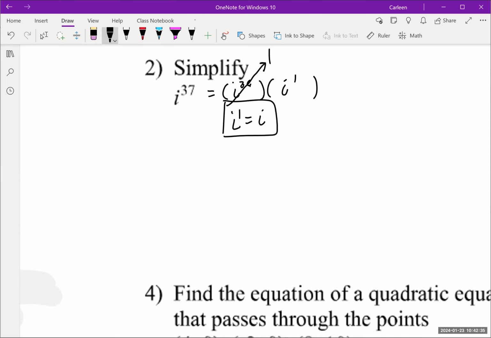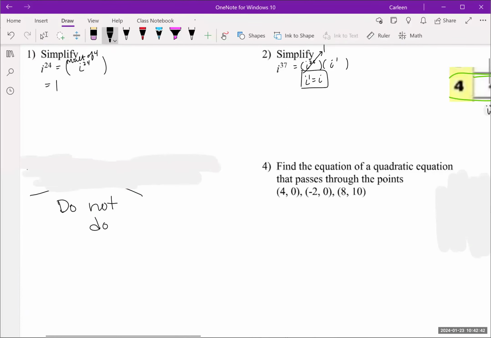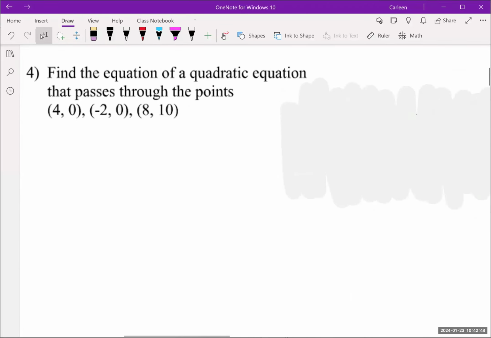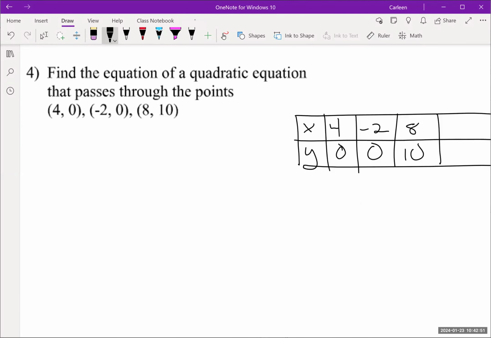Okay. Now, number 3, do not do. Okay, number 3, do not do. Number 4, let's make a little table.